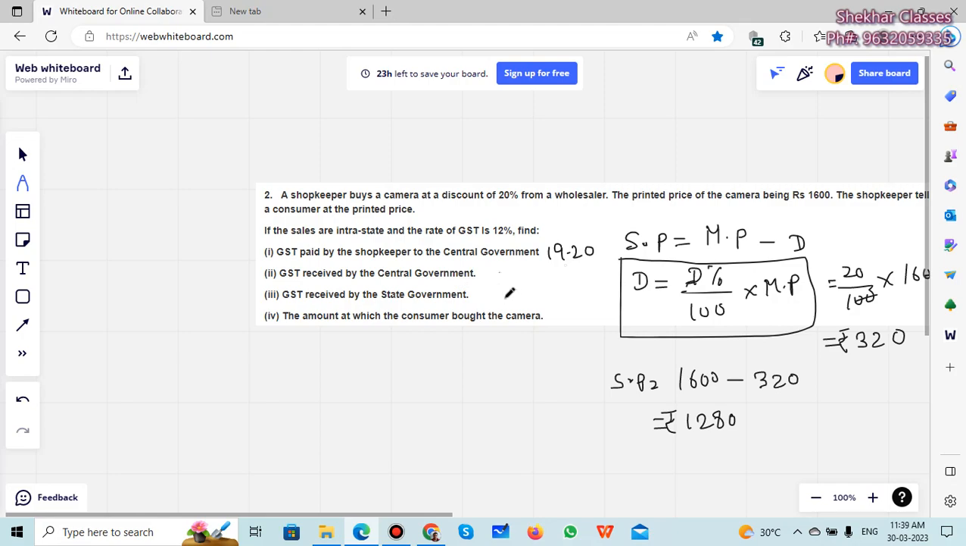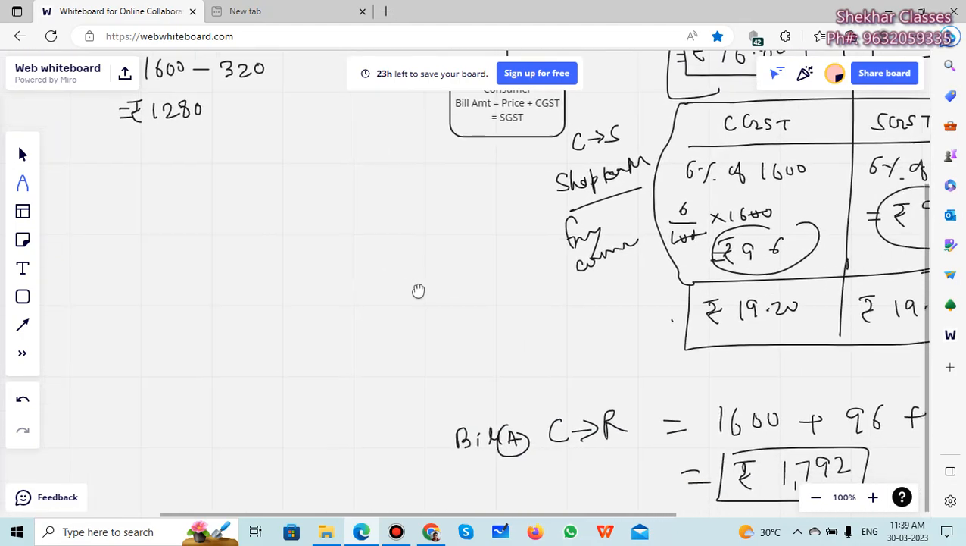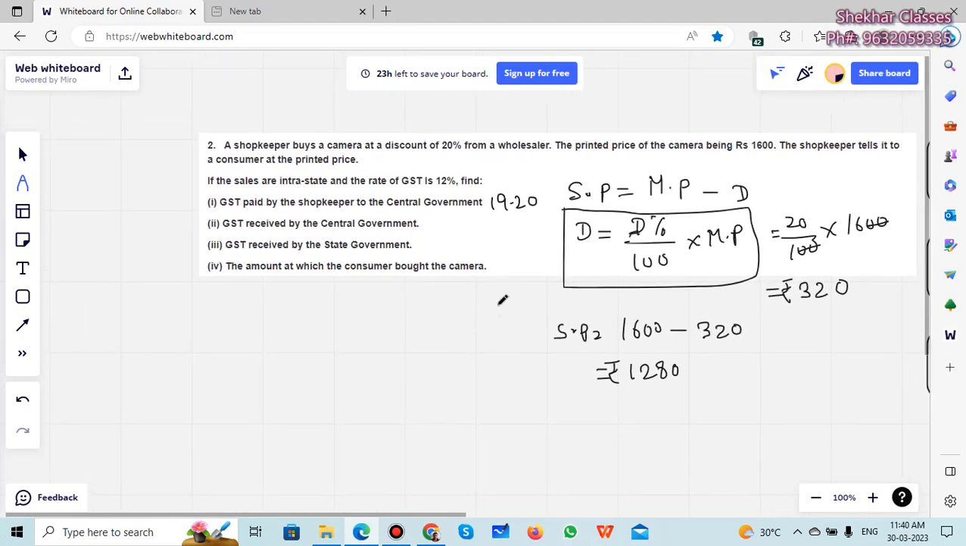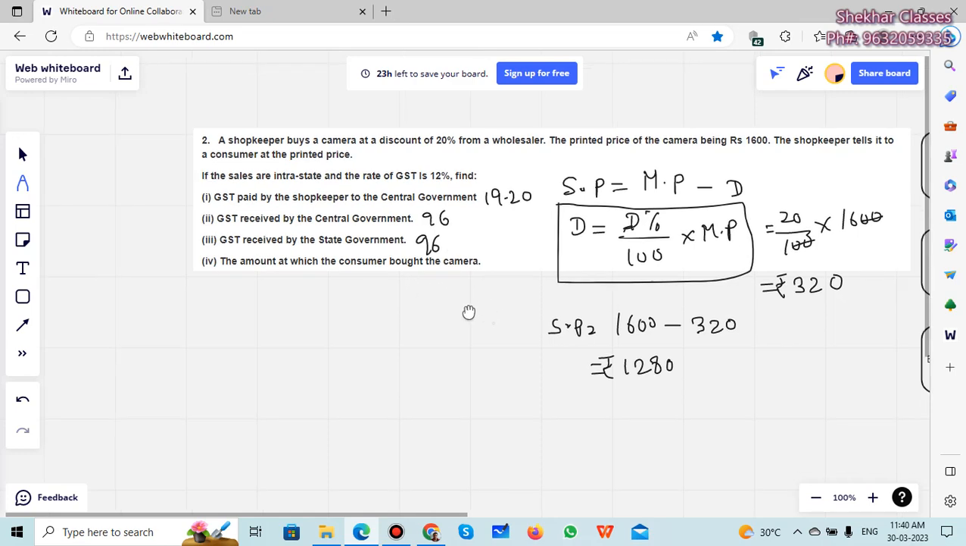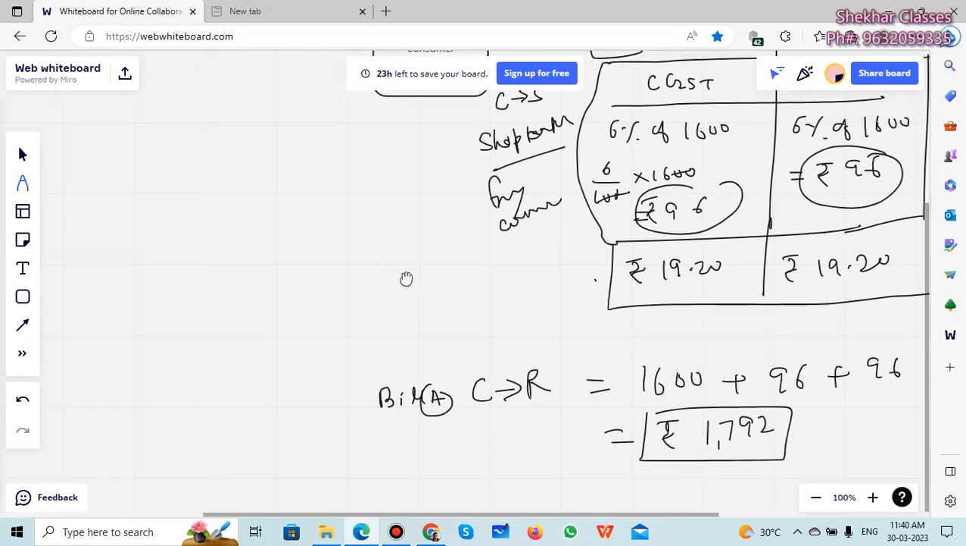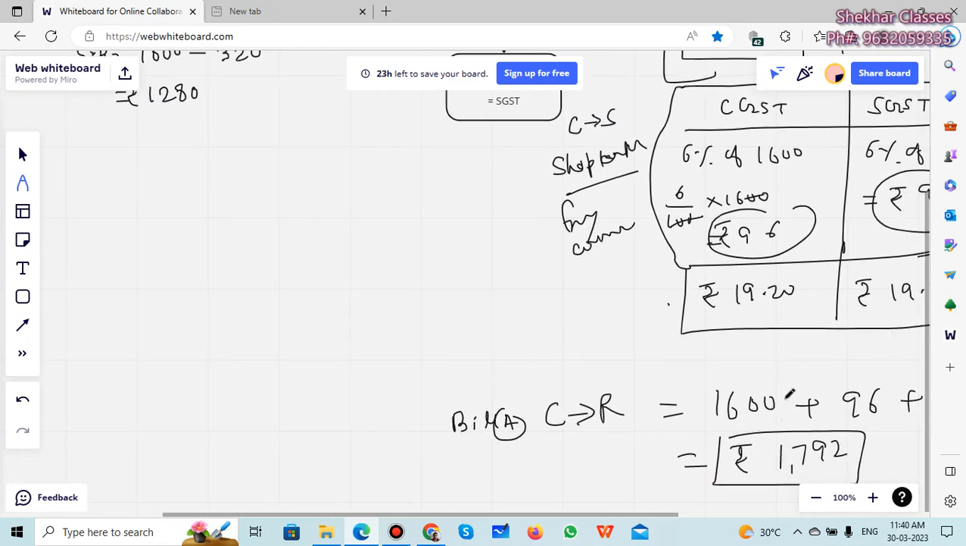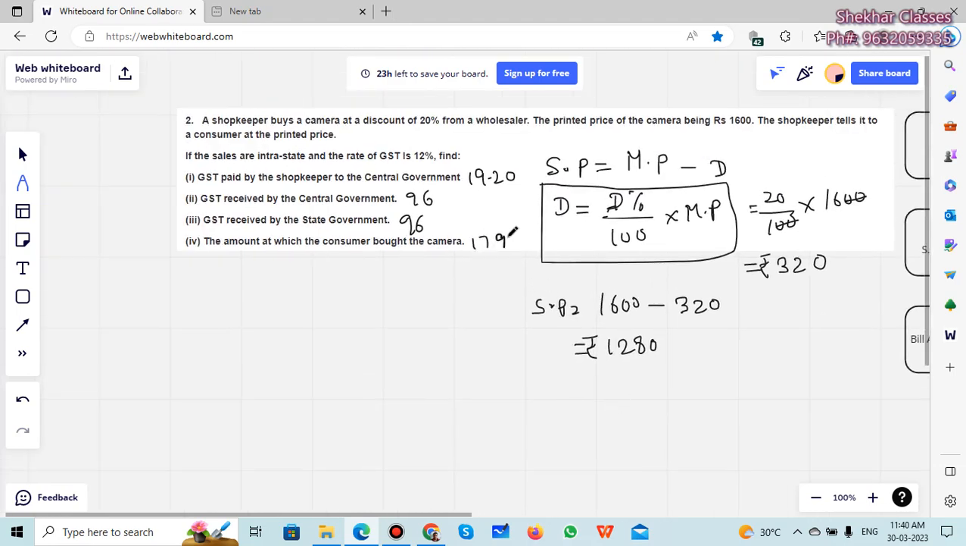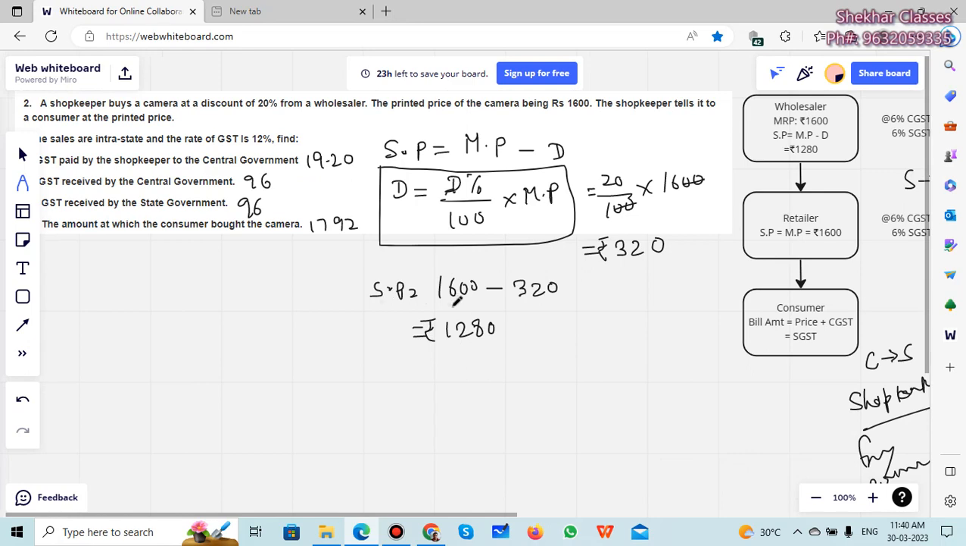GST received by the central government. The central government will receive all the tax that the consumer paid, so how much is that? 96 rupees in total. And the GST received by the state government is the same, 96, an equal amount. The total bill amount at which the consumer bought the camera is 1600 as the price, and 96 plus 96 as the tax, so 1792. 1792 is the answer here. I hope you have understood this.